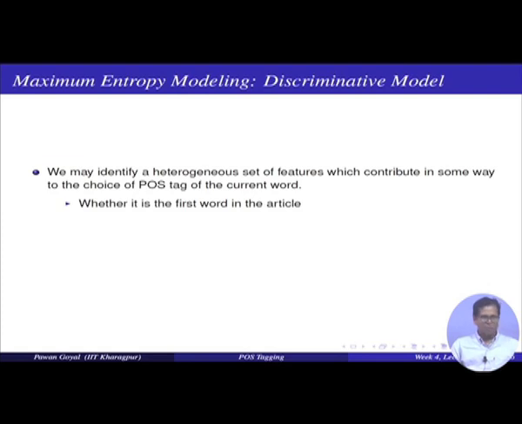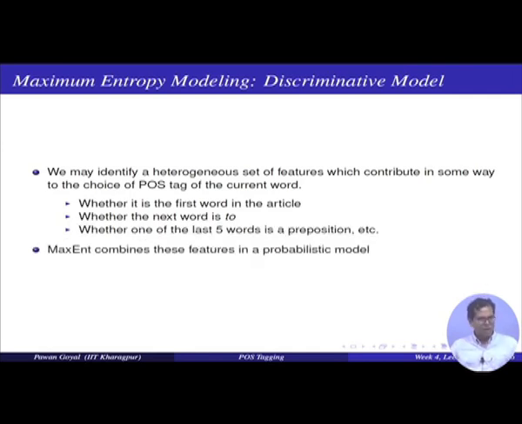For example, whether this is the first word of the article, this is something that you can use as a feature in maximum entropy model. Or whether the next word is TO, you can use the next word as a feature. Whether one of the previous five words is a preposition, this is again something that you can use as a feature in maximum entropy model, but your HMM cannot make use of this. So what the maxent model does is it combines all these various heterogeneous features in a probabilistic framework, to be able to come up with the actual part of speech tag sequence for a given sentence.